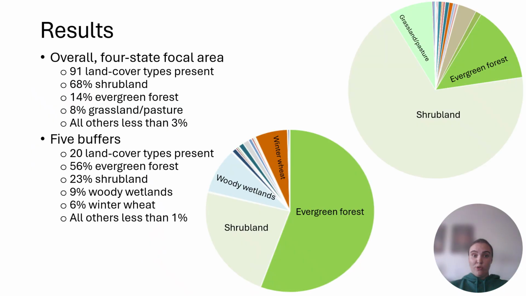Overall, in the 4 focal states, there were 91 land cover types present. 68% of the land was shrubland, 14% was evergreen forests, 8% were grassland/pasture, and all other were less than 3%. Compared to the 5 buffers I looked at, I had 20 land cover types present. 56% of the land was evergreen forest, 23% was shrubland, 9% woody wetlands, and 6% winter wheat. All other land cover types were less than 1%.